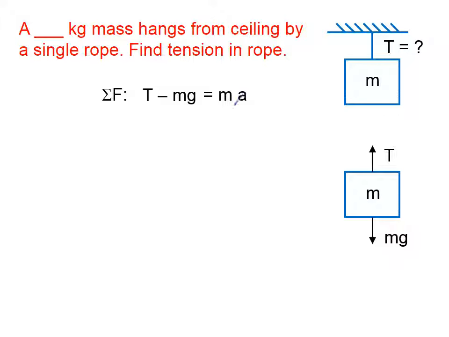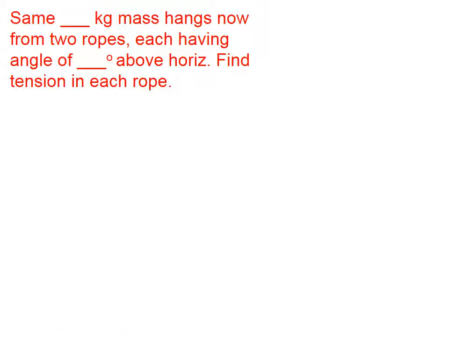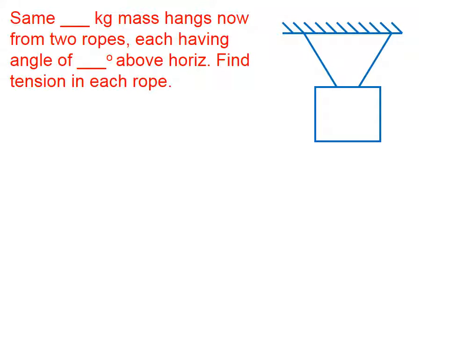Well, this mass is hanging at rest, so the acceleration is 0, so the tension is numerically equal to the weight. This could be a chandelier or a disco ball. Now we have the same mass, but now it hangs from two ropes, each having an angle of so many degrees above horizontal, and our job is to find the tension in each rope.